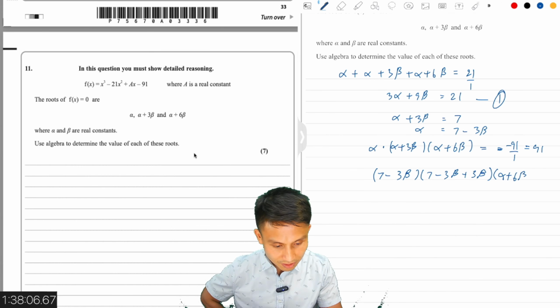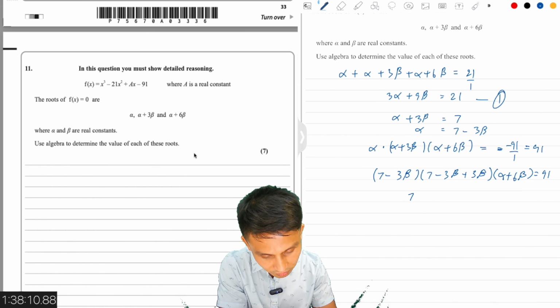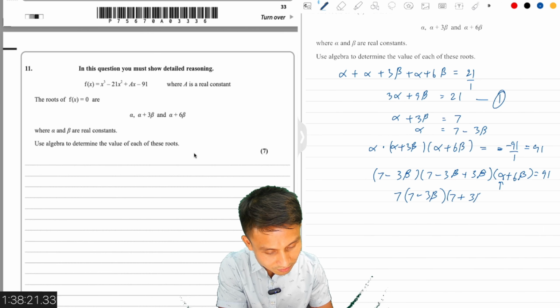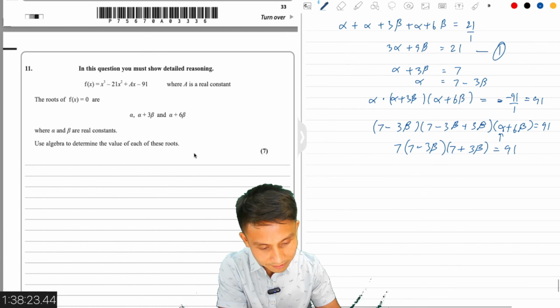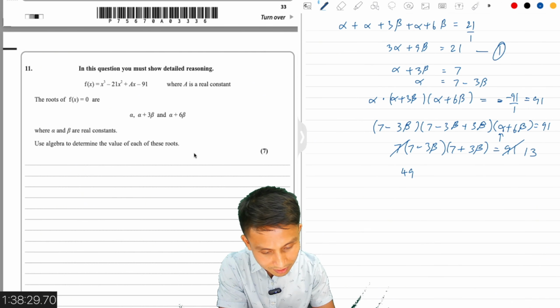Alpha plus 6 beta equals 91. So we only get beta now. So 7 minus 3 beta here. 7 in front from the second bracket. And this is, wait, hang on. I forgot to sub that. So that's 7 minus 3 beta, so plus 3 beta instead here equals 91. And 7 cut here, I get 1 and 3 here. So 49 minus 21, that's 49 minus 9b squared equals 13.